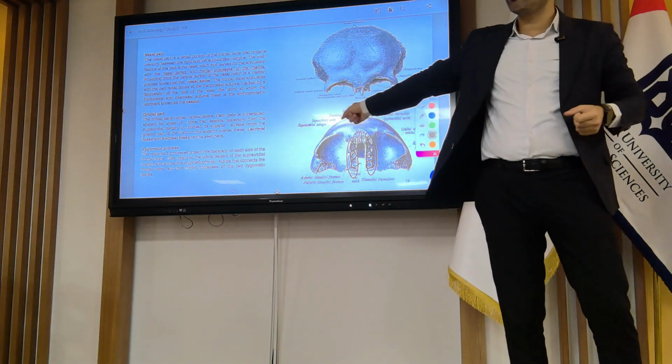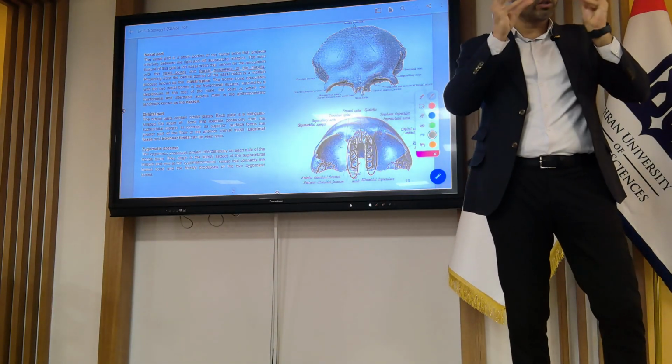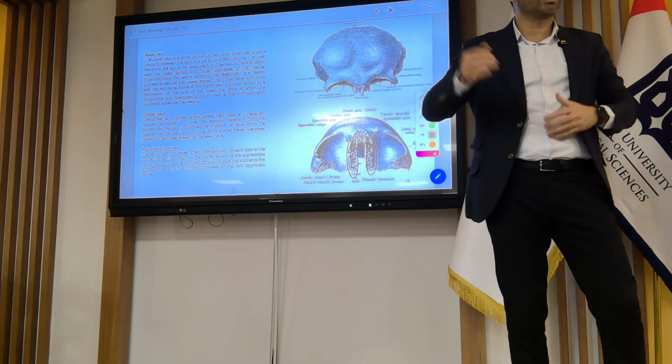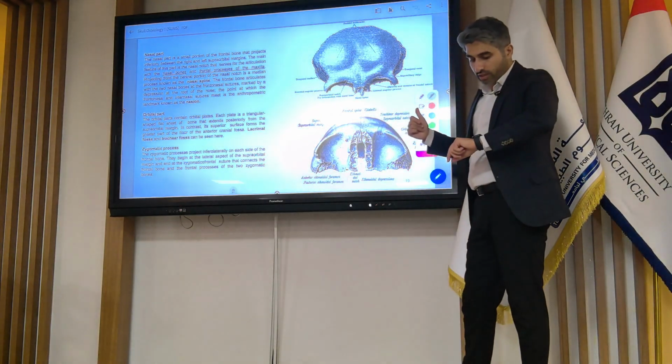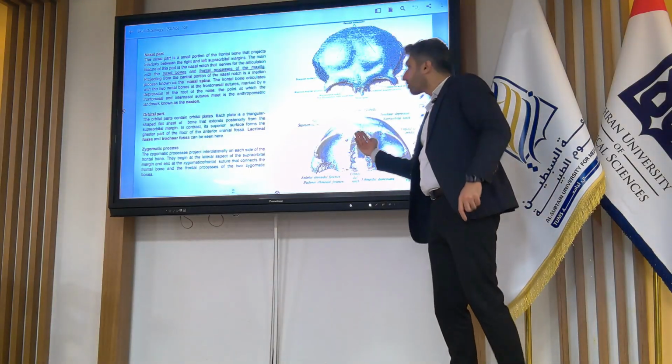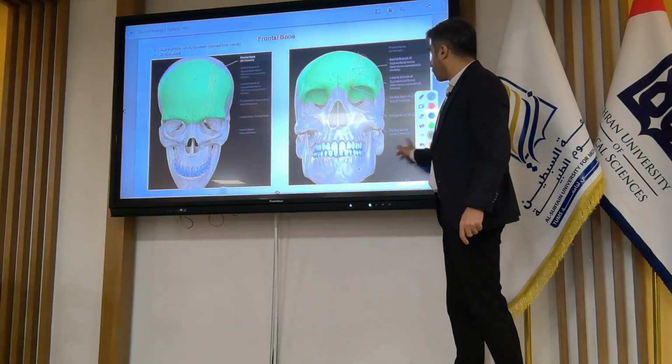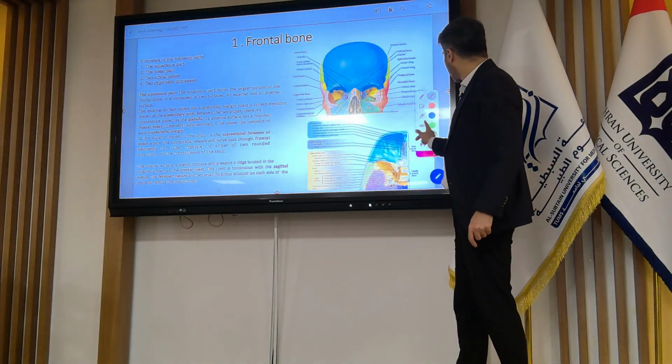So the ethmoid sinus is here. The ethmoid sinus empty space is here between ethmoid and frontal. It's important. Again, I will tell you in the ethmoid. So this notch, the ethmoidal notch, is for the cribriform plate, this plate.